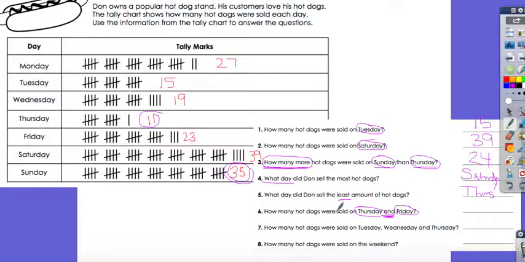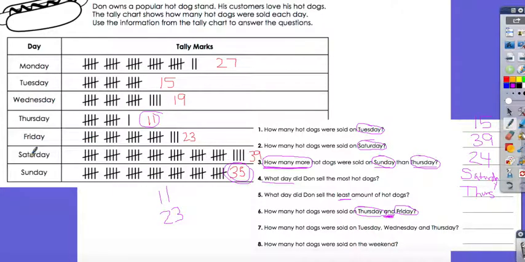How many hot dogs were sold on Thursday and Friday? Well, let me find Thursday and Friday. Do I care about Monday? No. Do I care about Tuesday? No. Do I care about Wednesday? No. Do I care about Thursday? Yes, I care about Thursday because it says on Thursday. Thursday has 11. Do I care about Friday? Yes.